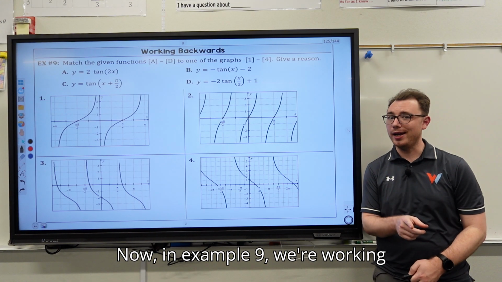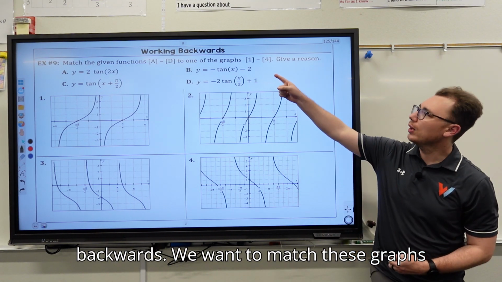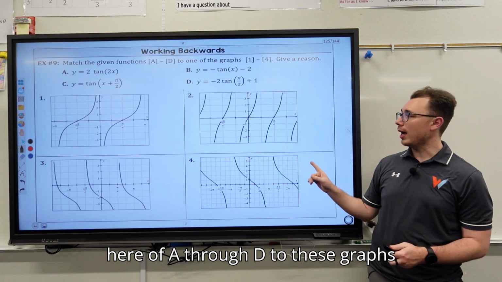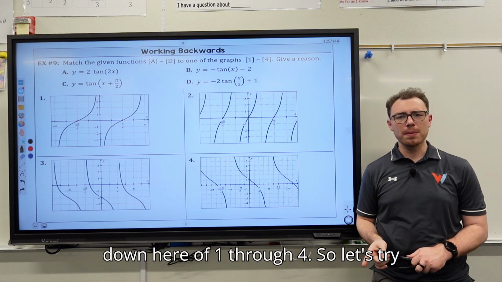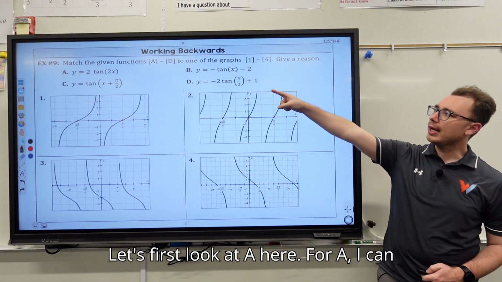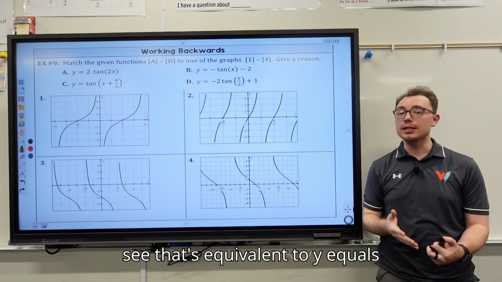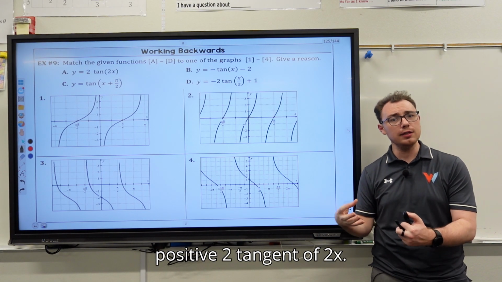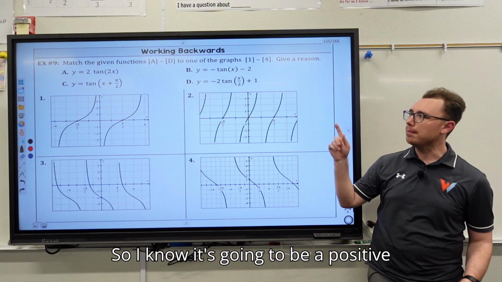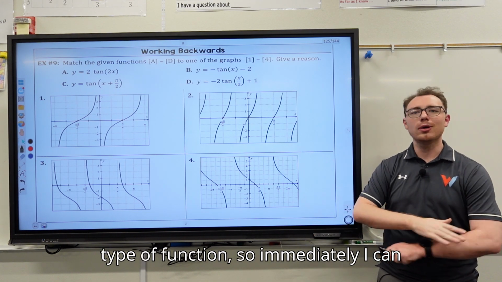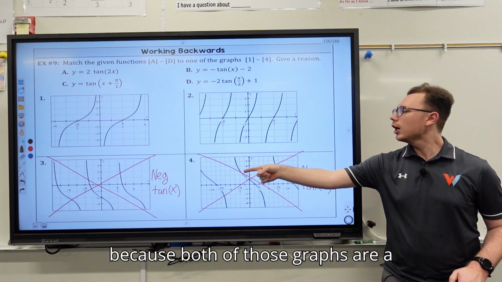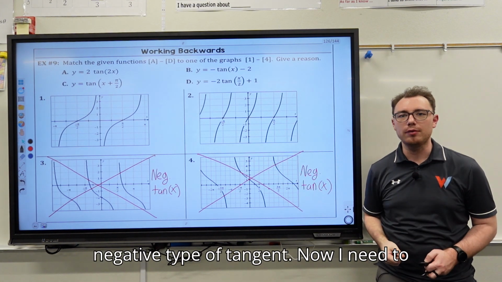Now, in example 9, we're working backwards. We want to match these graphs here of A through D to these graphs down here of 1 through 4. So let's try and tackle each of these individually. Let's first look at A here. For A, I can see that's equivalent to y equals positive 2 tangent of 2x. So I know it's going to be a positive type of function, so immediately I can get rid of option 3 and option 4, because both of those graphs are a negative type of tangent.